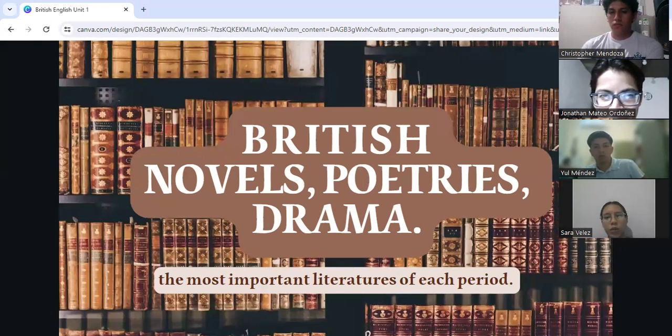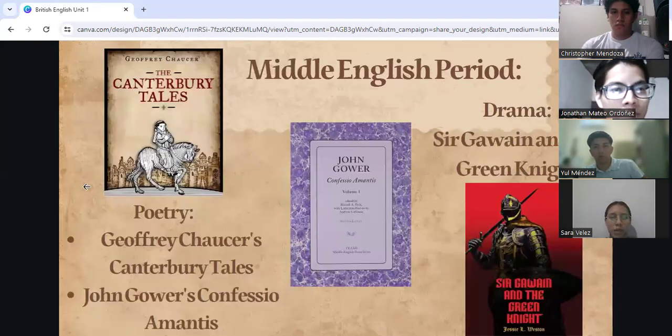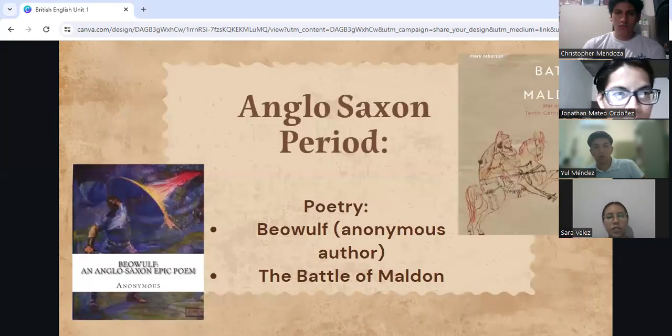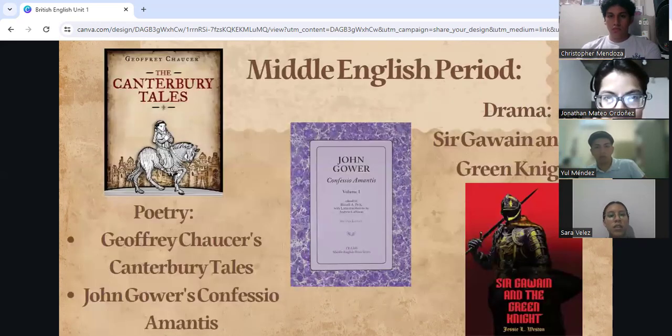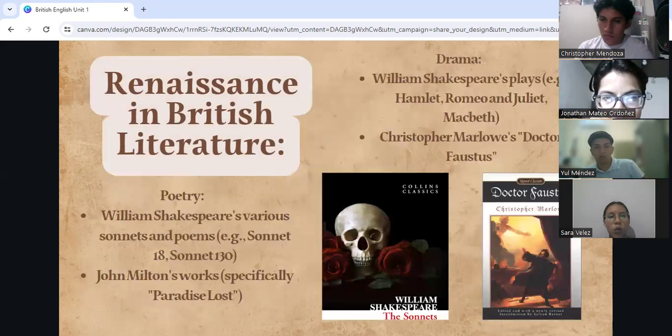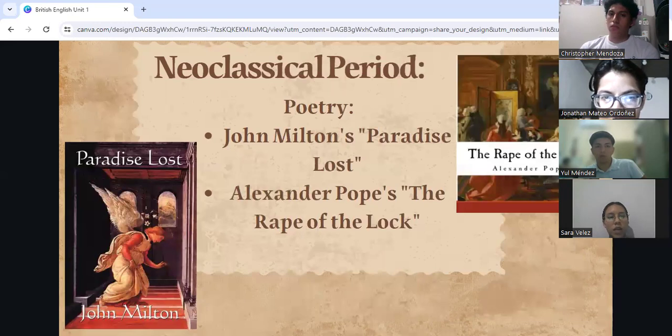The Anglo-Saxon period: Beowulf, an epic poem, is one of the earliest and most significant works in English literature, showcasing themes of heroism. Middle English period: Geoffrey Chaucer's Canterbury Tales is a masterpiece of Middle English literature. Renaissance: William Shakespeare, the greatest playwright and poet in English, in works like Hamlet and Romeo and Juliet. Neoclassical period: John Milton's Paradise Lost is a monumental epic delving into the fall of man.